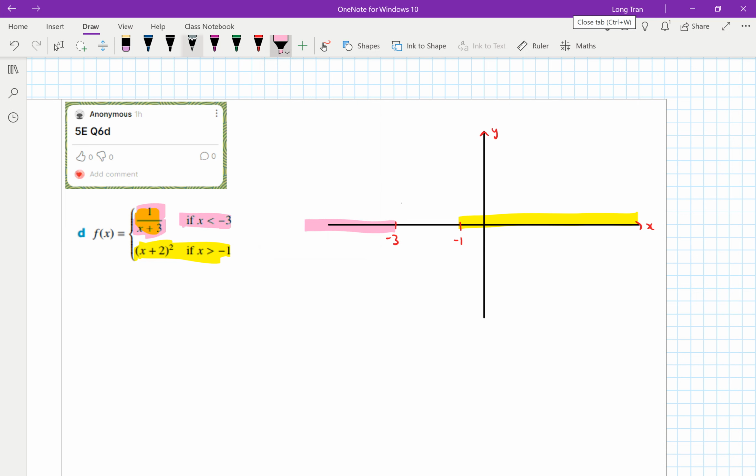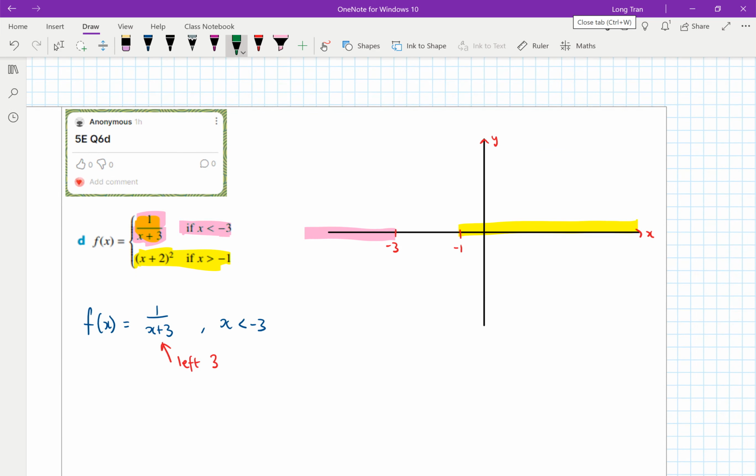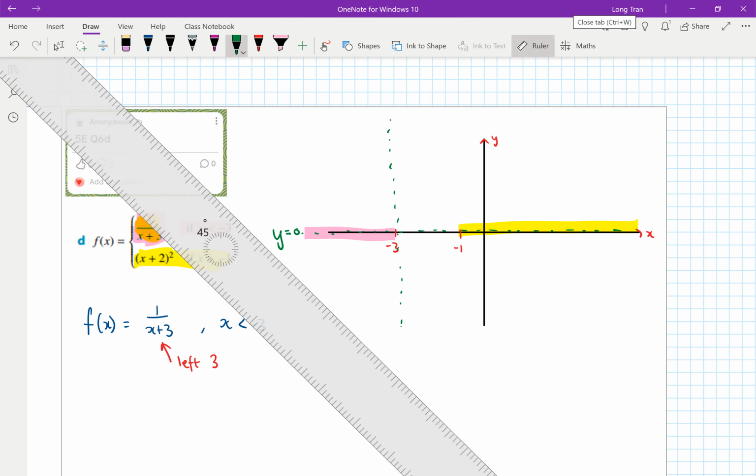Now I need to visualize what the hyperbola could look like. If I sketched f of x equals 1 on x plus 3, where x is less than -3, the thing I know is there's a transformation moving left by 3. So there's an asymptote. This is the y equals 0 asymptote, but the vertical asymptote is at exactly -3. You're meant to use a ruler, I'm just quickly doing it.